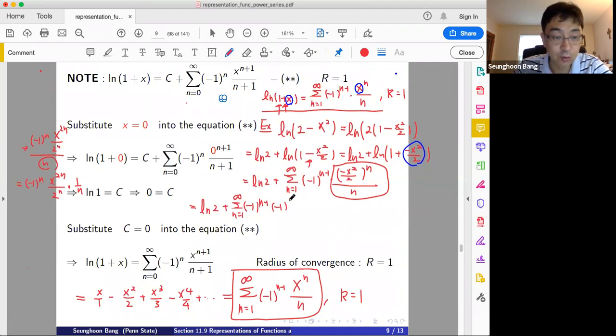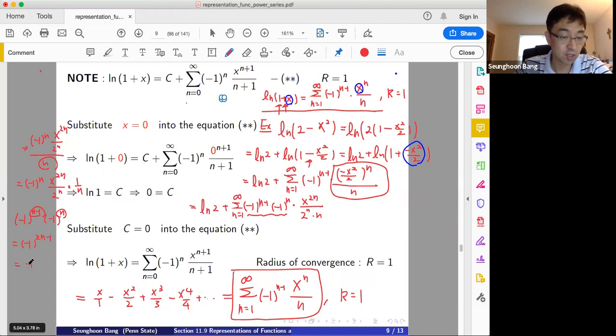Negative 1 to the power n times x to the 2n over 2 to the power n times n. Next, simplify this one. What is minus 1 to the n minus 1 times minus 1 to the power n? Combine these things: minus 1 to the n minus 1 plus n. We have 2n minus 1.